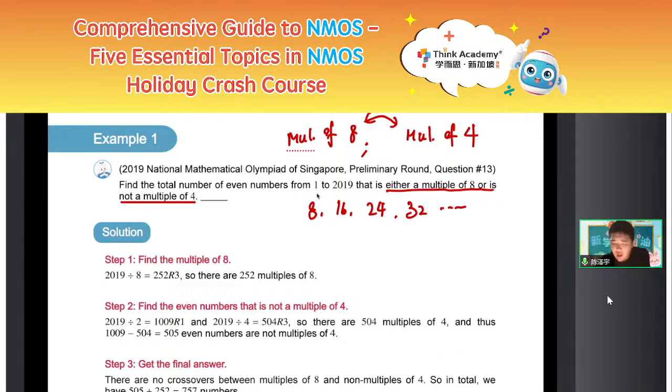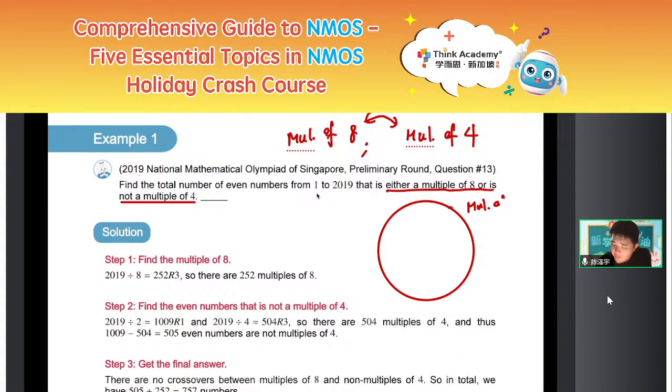Circle in circle, you can call it a donut shape. So if you look at the multiples of 8, they are all multiples of 4. Yes, very good. And they are definitely all multiples of 2. So if we draw the diagram, it will be, first of all, a bigger circle for the multiples of 4 and a smaller one for the multiples of 8. So I have 2 circles, circle in circle. And which part of the diagram are we looking for?